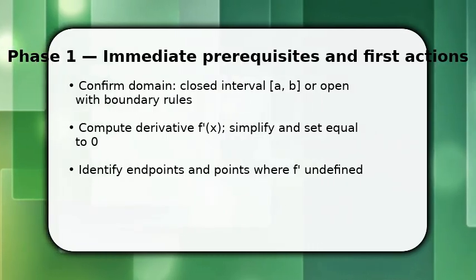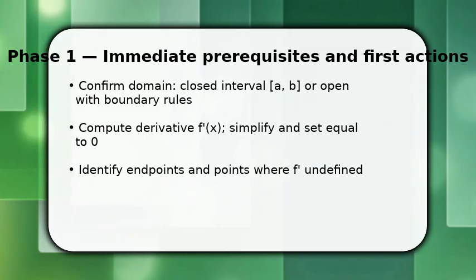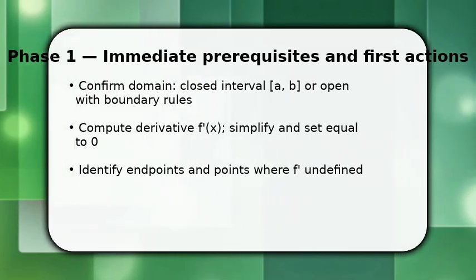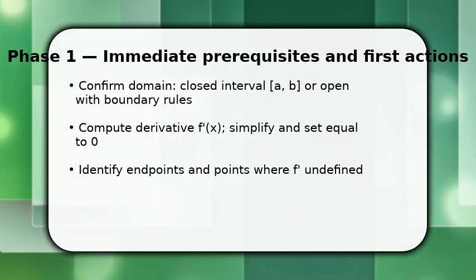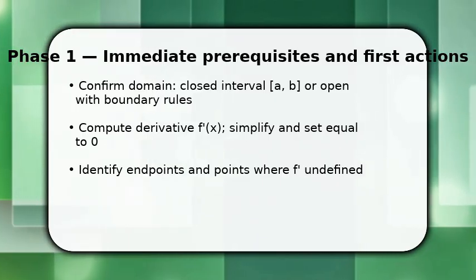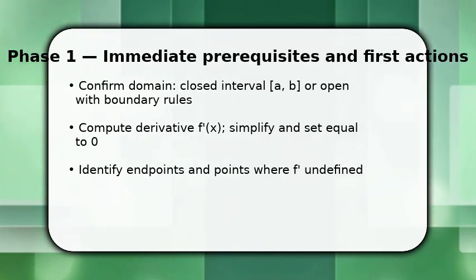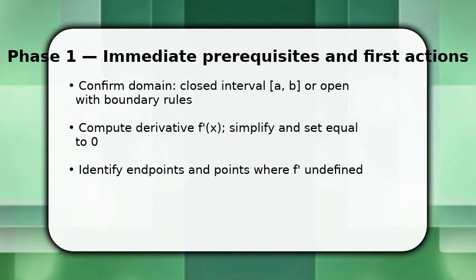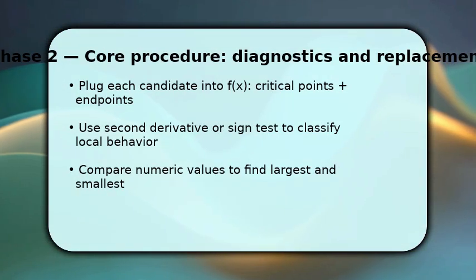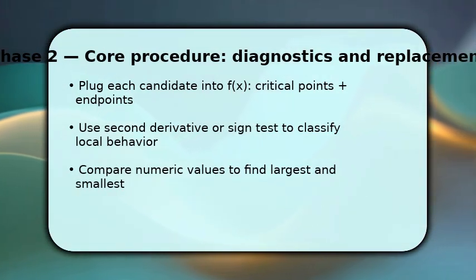Once done, list the critical points and the endpoints together. These are the only candidates for global max or global min on a closed interval. Keep expressions neat, and factor when possible to avoid missed routes. Now you evaluate every candidate point by plugging it into f of x, because numerical comparison is decisive.